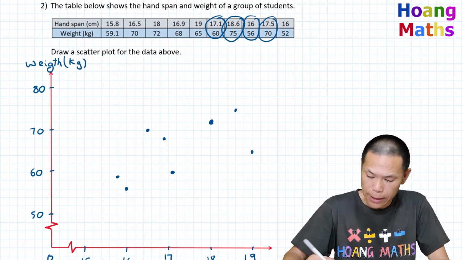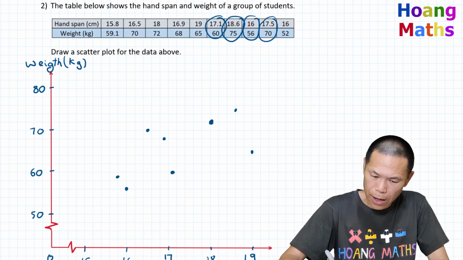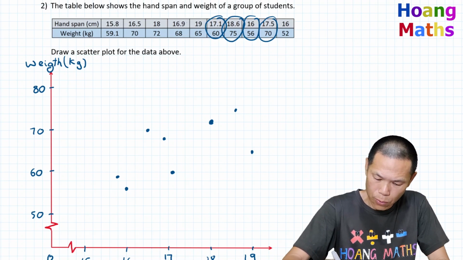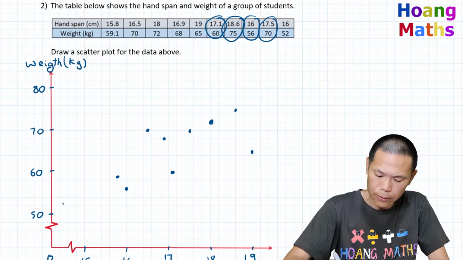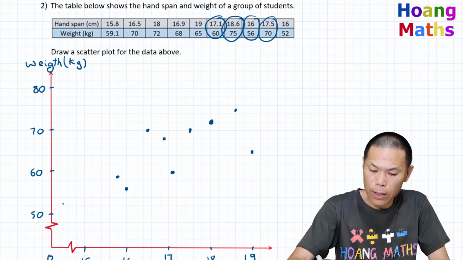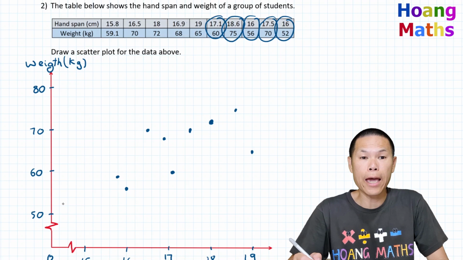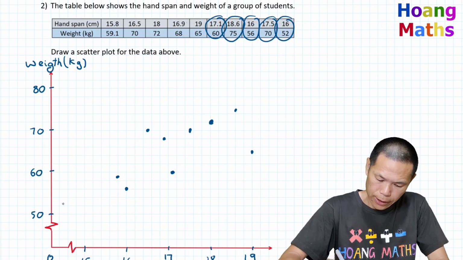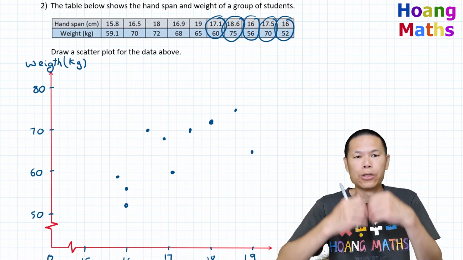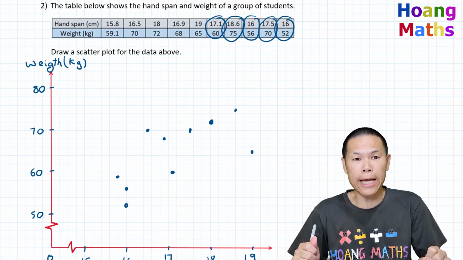17.5 and 70. So 17.5, so that is 2, 4, so halfway, and then 70. So we just go up all the way to 70. So there you go. And the last one is 16 and 52. So 16 here, 52. 50, 52. So there you go. This is how you plot scatter plots for bivariate data.